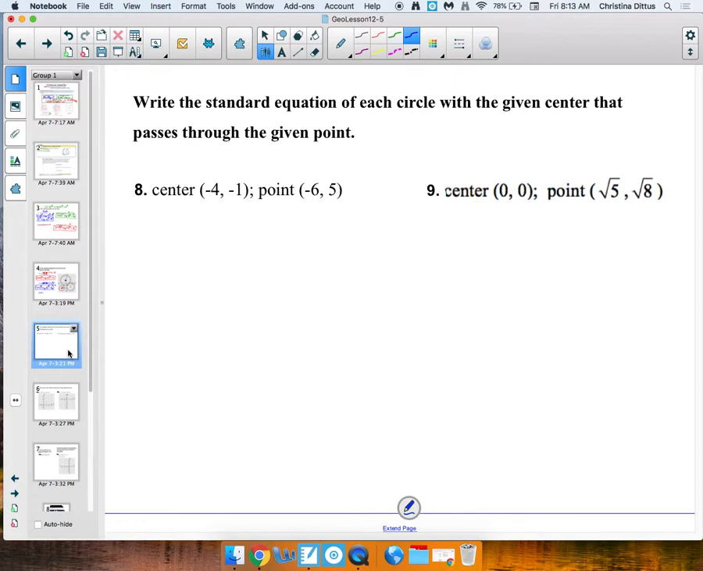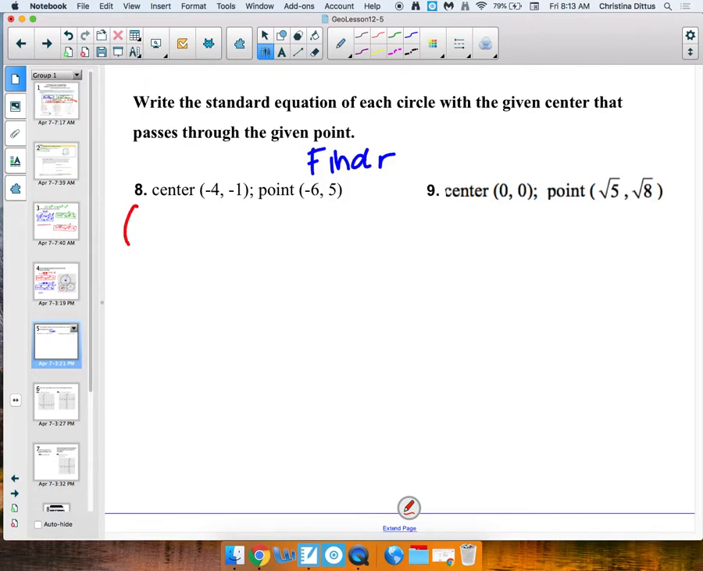Alright, we need to write the equation considering we have the given center and a point. So to write an equation, I need what 2 things? Center and a radius. Do I have any of that? I have the center, so what do I need to find? I need to find my R. Well, let's fill in the equation the best we can so far. Using the center I'm given, what would my equation be so far?